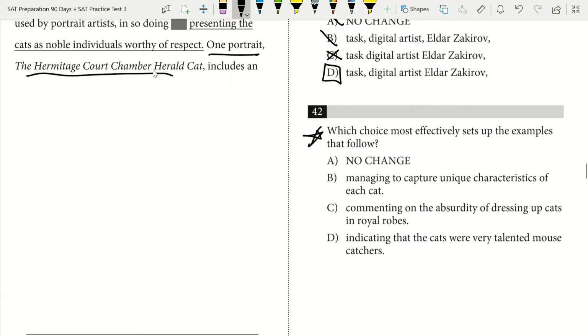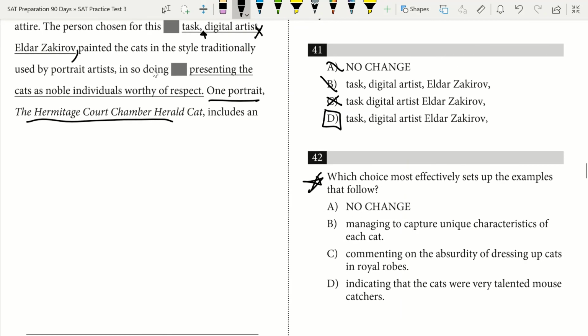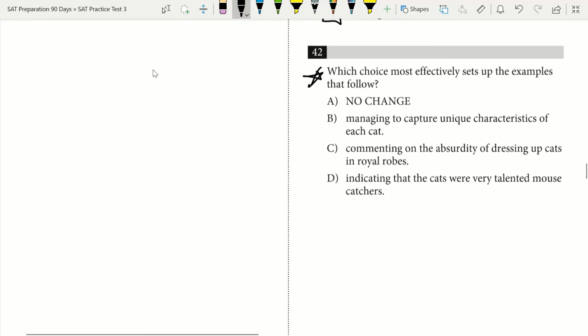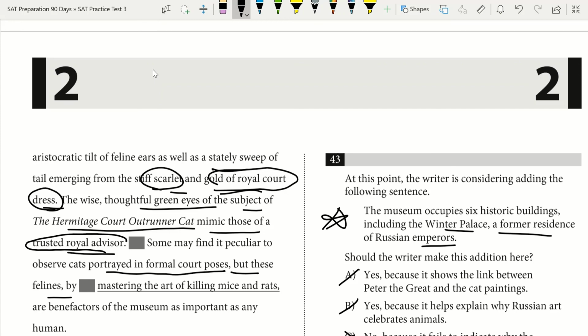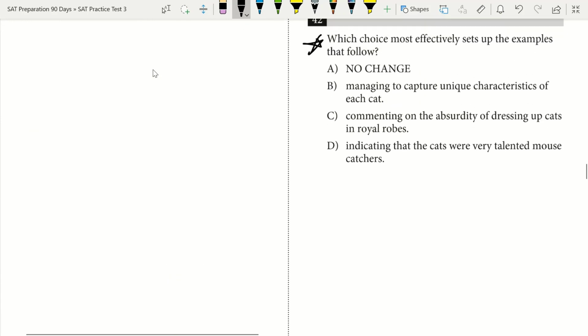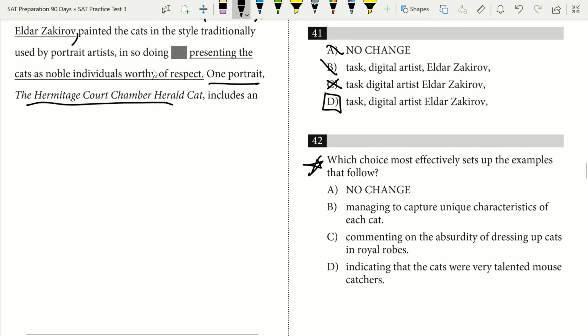Let's quick answer 42. Which choice sets up the examples that follow? So we're talking about what he's doing by painting these cats, right? We talk about how they look like they are nobles. They have stately sweeps. They have a gold of royal court dress, stiff scarlet. So we're talking about how he's kind of dressing them as mimicking a trusted royal advisor. So really noble qualities of the cat. He's dressing them as nobility. So our correct answer there would be A for number 42, presenting the cats as noble individuals worthy of respect.